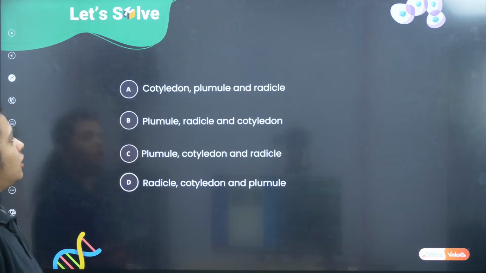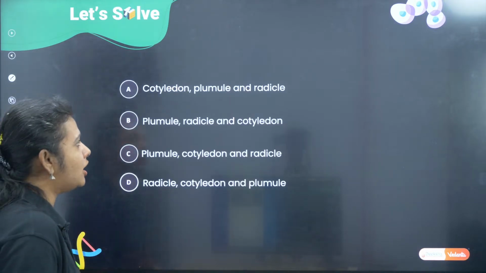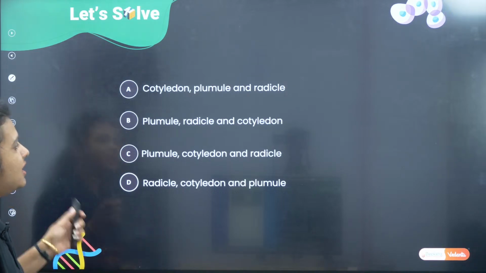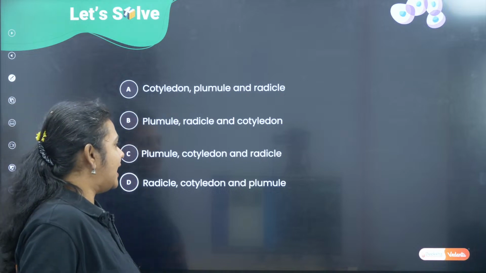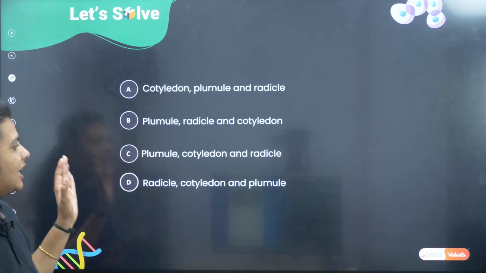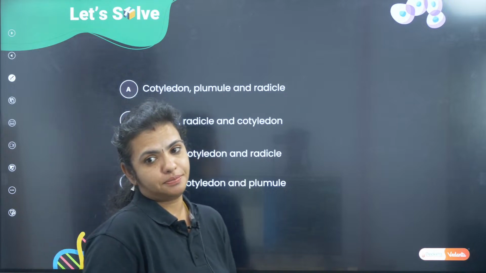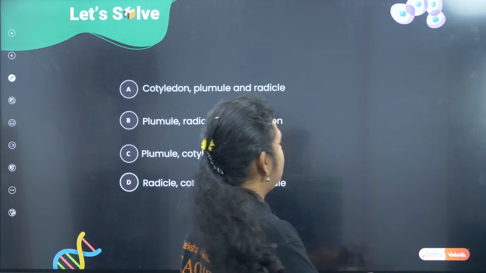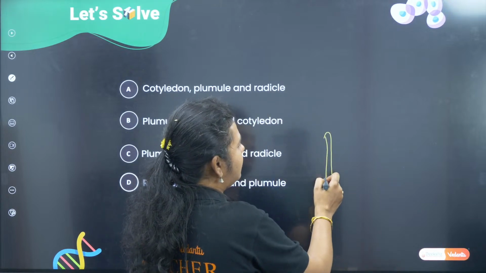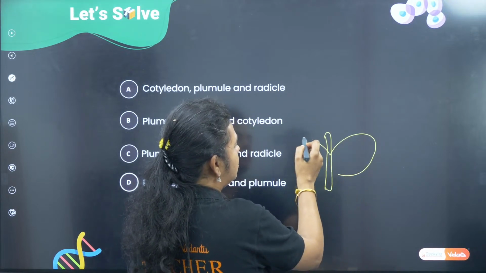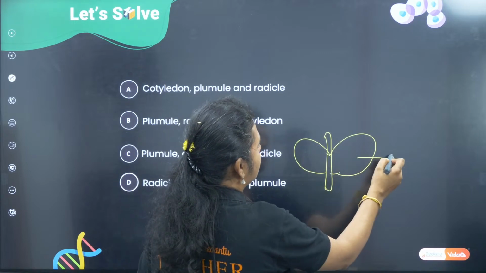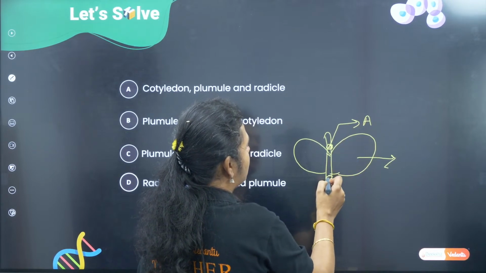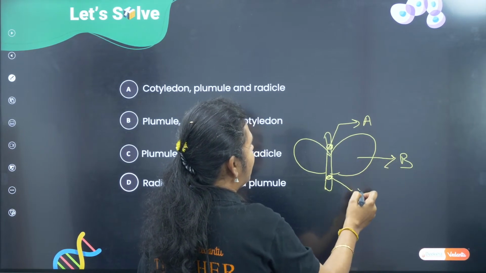Alright. Okay, so we have the options. A says cotyledon, plumule and radicle. B says plumule, radicle, cotyledon. C says plumule, cotyledon, radicle. D says radicle, cotyledon and plumule. Okay, I hope you remember the diagram. In case you don't remember the diagram, I will just draw it. So we have the upper part A, this is B and C.